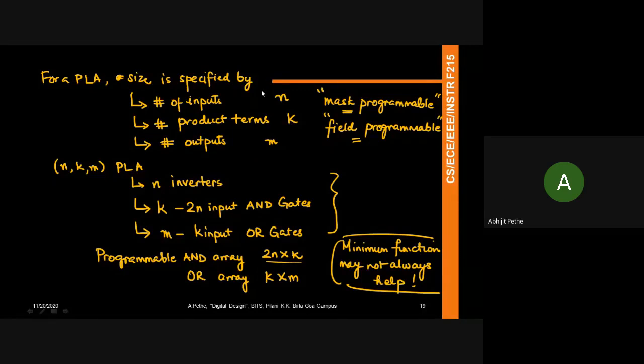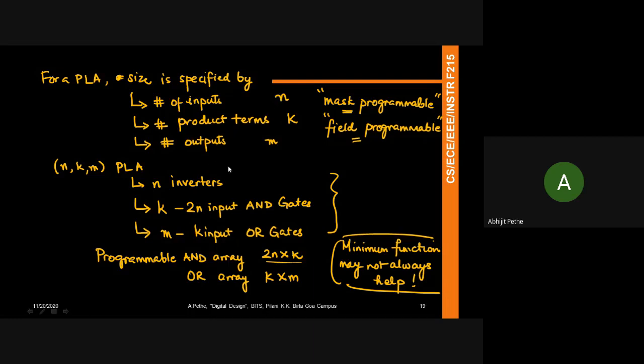So if I have three signals, three inputs, then I will have six possible inputs to the AND array, right? They are basically A, B, C, and A prime, B prime, C prime. So whenever the number of inputs is n, I will use n inverters to generate 2n inputs to the AND gate, right?